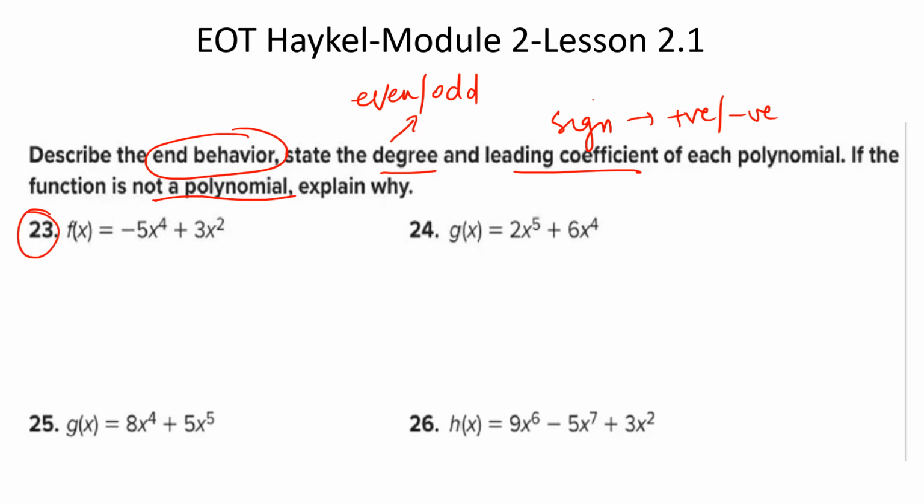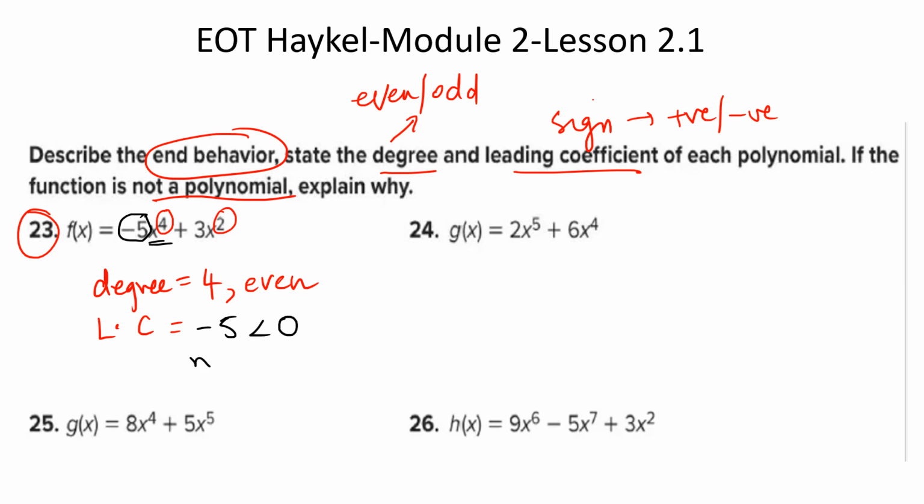So look at question 23. First of all, the powers are 4 and 2. The maximum power is the degree. So can I say the degree in this question is 4, which is definitely even. And now the leading coefficient is the number which is multiplied to the degree term. What is the number multiplied here? Minus 5. So it's negative. So from the table, you have to select the end behavior which is for even degree and negative leading coefficient.